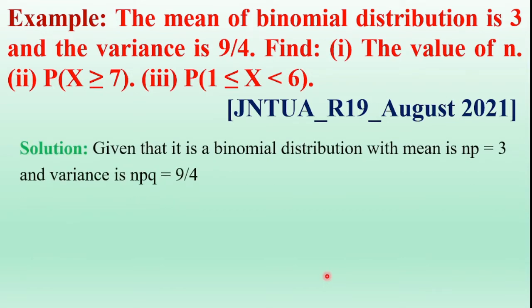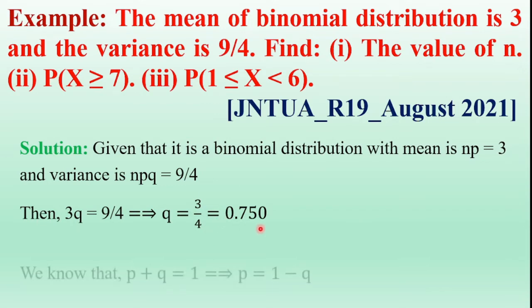Given that the random variable x is a binomial distributed random variable, the mean value is 3 and the variance is 9 by 4. We know that the mean of a binomial distributed random variable is np, so np is equal to 3, and the variance is npq, which is 9 by 4. So now npq is equal to 9 by 4, and q is equal to 9 by 4 divided by np, but np is equal to 3.